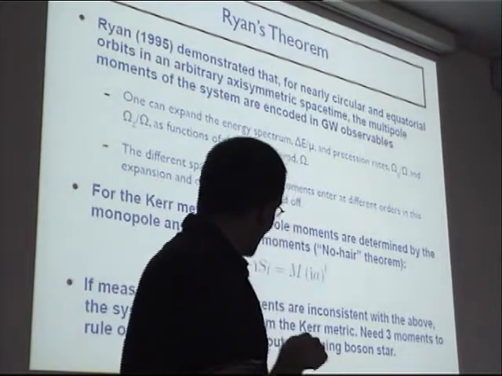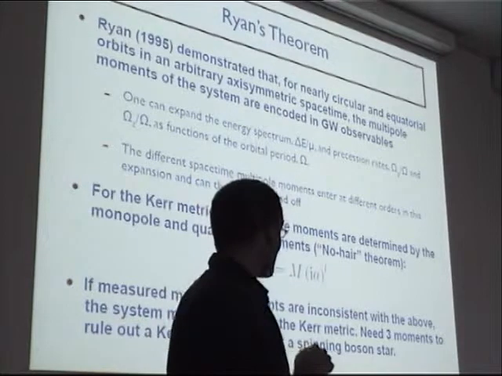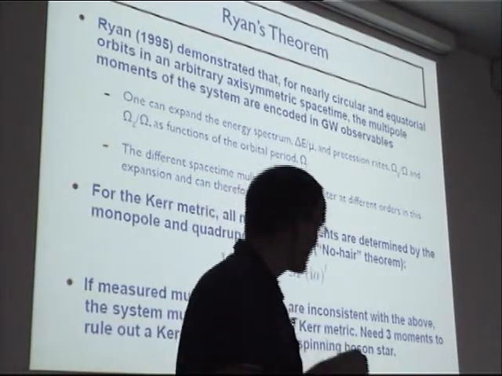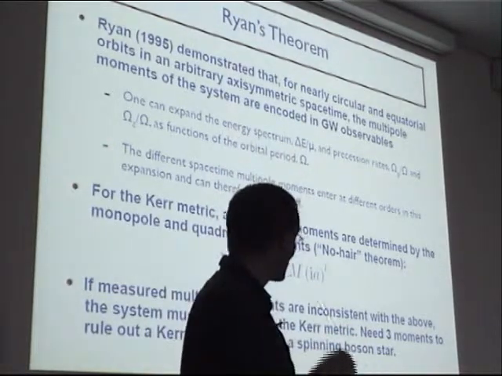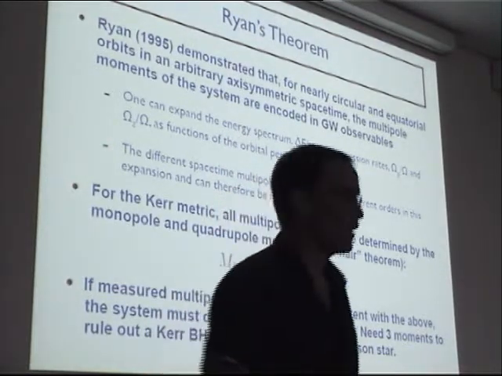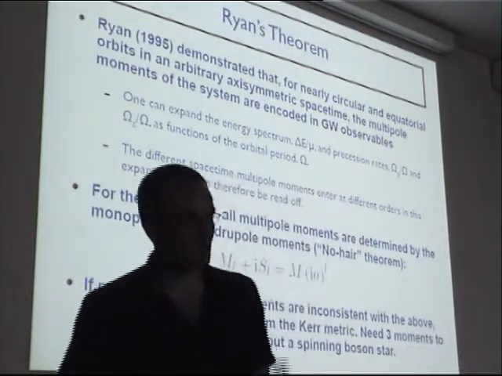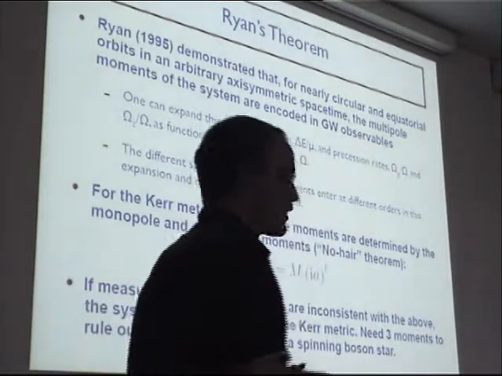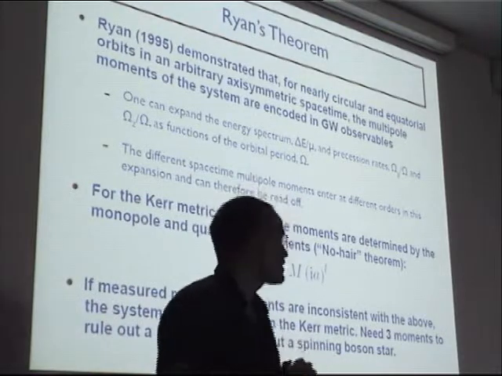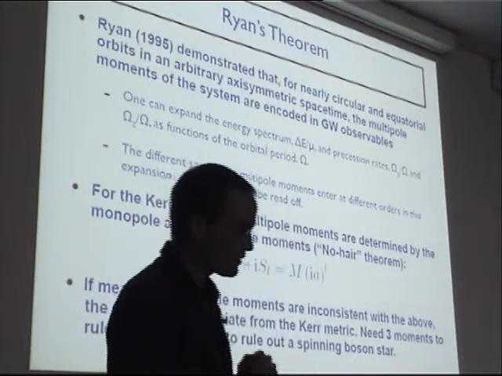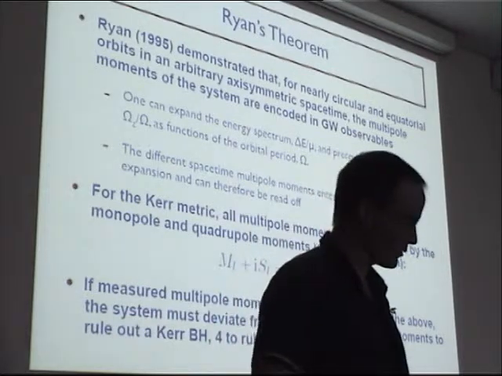In the simplest case, since the Kerr metric is determined entirely by the mass and current monopole moments, all we need to do is measure the mass quadrupole moment, and we can test whether it is the Kerr metric. A spinning boson star, this would be one of the models in which you have an extended but very compact central object, the multipolar moments of the exterior spacetime are determined by the first three moments. So if you measure four, you can rule out the spinning boson star model.